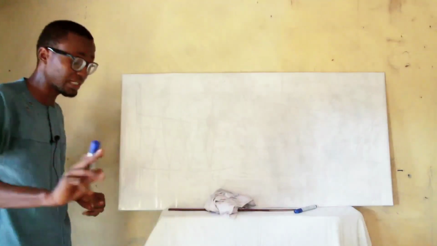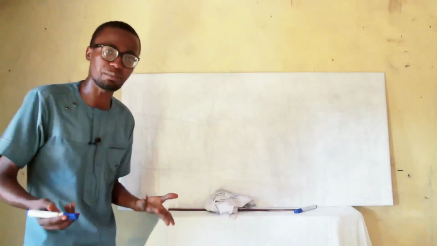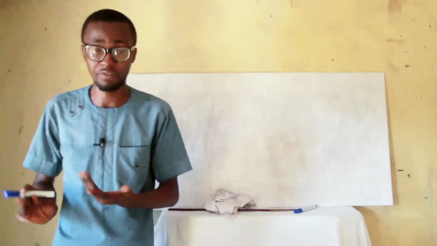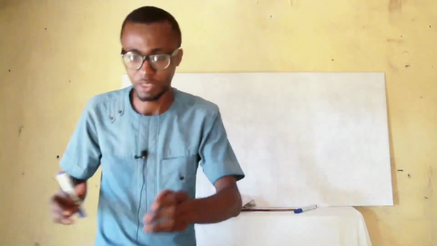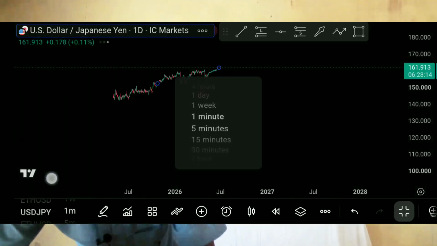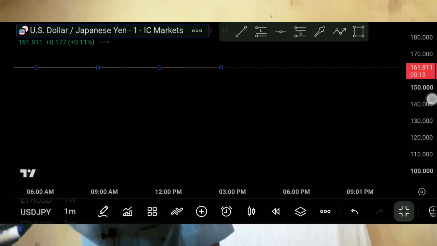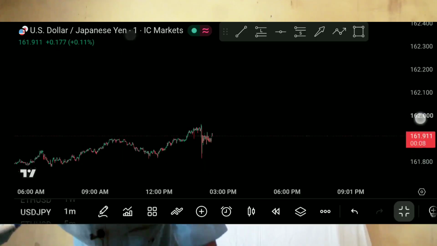But before I explain it, let me first of all explain candlesticks. What is time frame? We have different time frames, like the 1 minute time frame. So let me come to my chart now. Let's start with the 1 minute time frame. Look at this chart now. This is the 1 minute time frame.